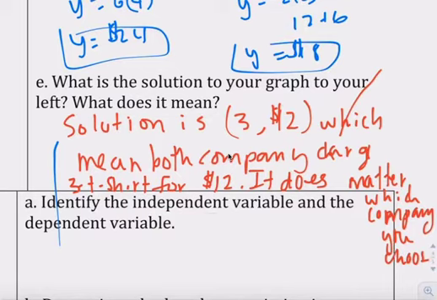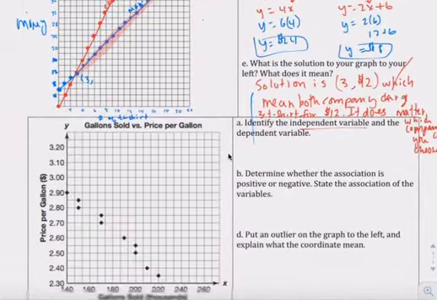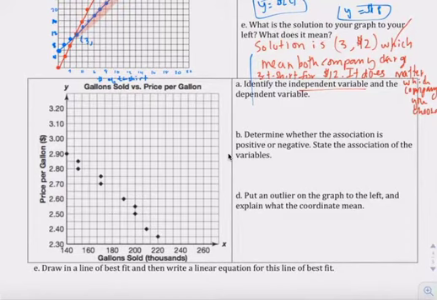Okay, identify the independent. Oh, this one's pretty easy. Independent variable is gallons of gas sold. Dependent is price per gallon of gas. Okay.